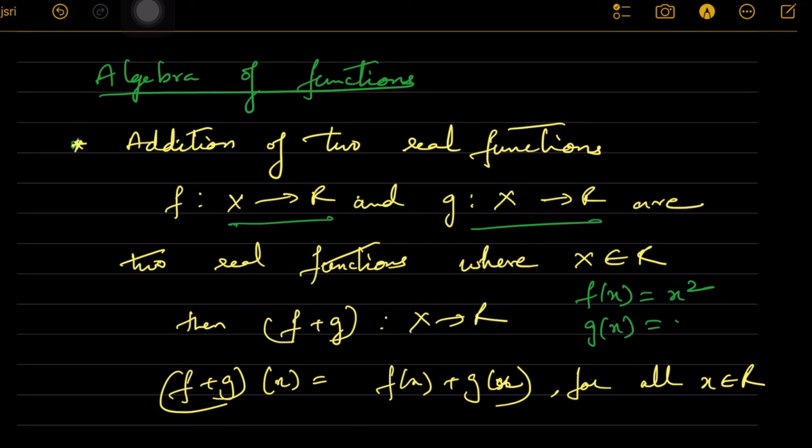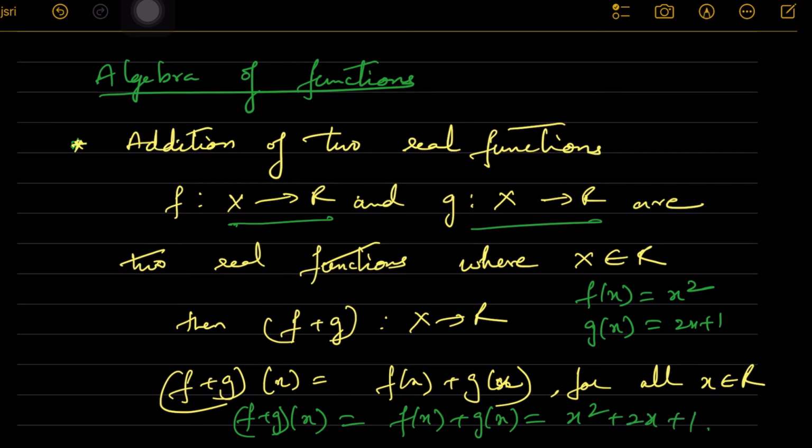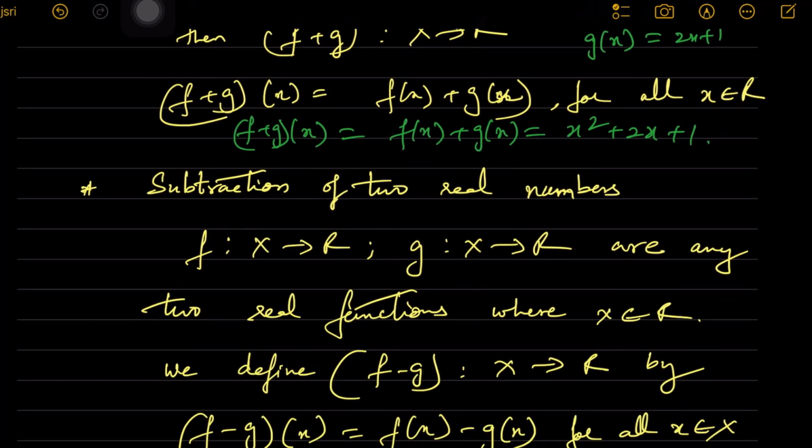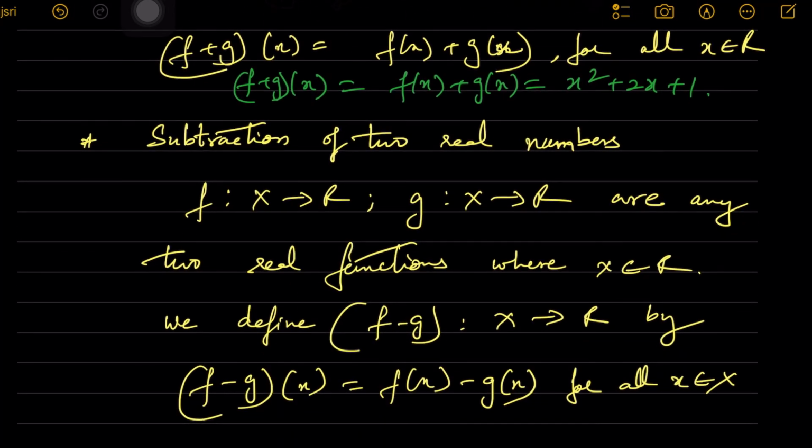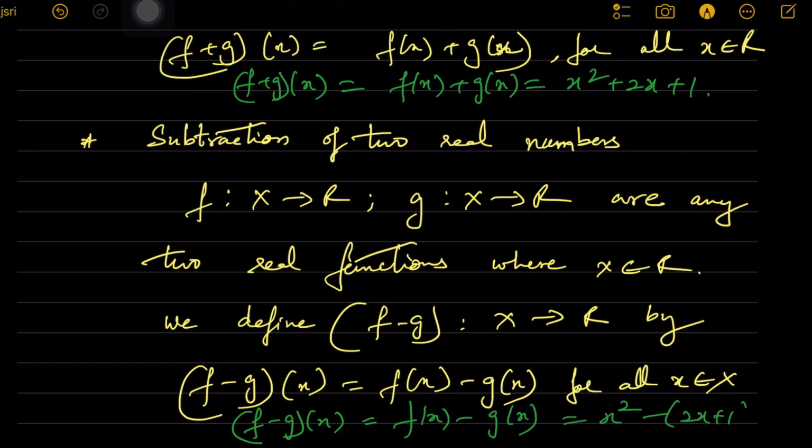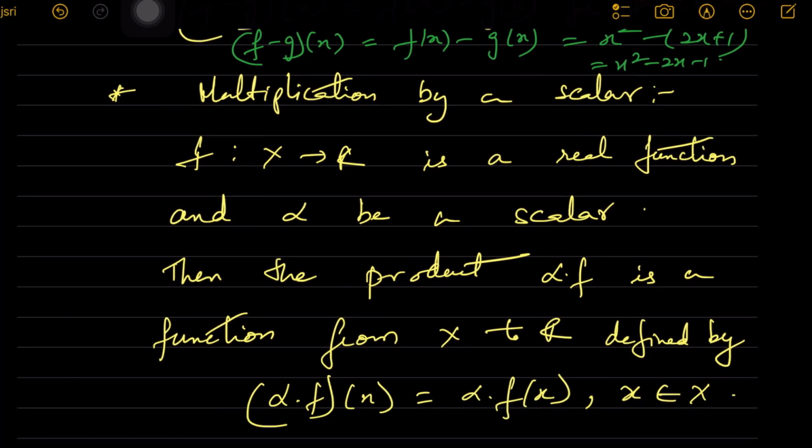If we define f of x and g of x, how can we add both of them? We'll just see. Take f of x is equal to x square, g of x is equal to 2x plus 1. So f plus g of x is equal to f of x plus g of x, which means it is equal to x square plus 2x plus 1. Same example if we take for subtraction, we'll see what we get. We can write it as f minus g of x is equal to x square minus of 2x plus 1. We can write it in the same manner if we are taking the same values.